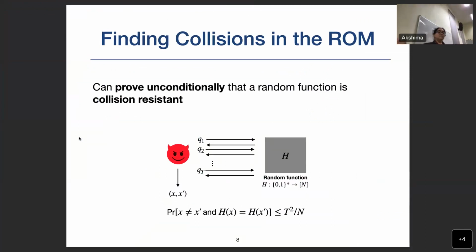Why do we study random functions particularly? For random functions, we can give an unconditional proof that finding a collision requires order of square root n time. If this random function has an output domain of size n, then square root n time is required. Generally, order of square root n time is required. The probability of finding a collision is t squared over n if an adversary is making t queries. This comes from the birthday attack.